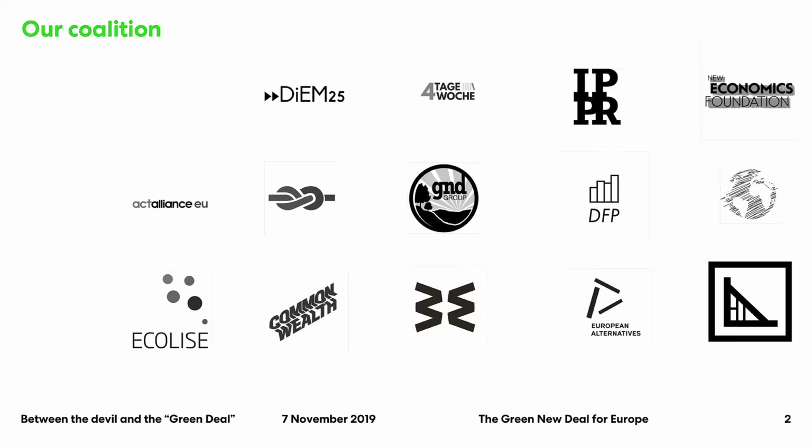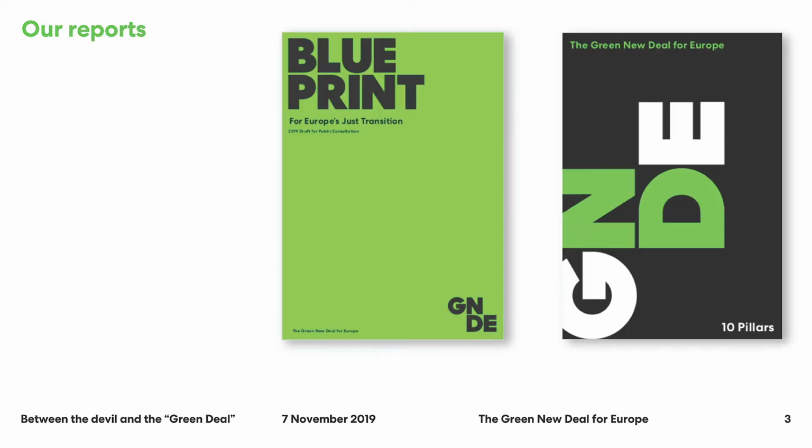Okay, just by way of introduction, I run this Green New Deal for Europe campaign, which is a pretty broad coalition of think tanks, trade unionists, social movements, and some more politically oriented movements like our own Democracy in Europe movement, DiEM25. And we bring all these different disparate actors together to form what we're calling a blueprint for Europe's just transition.